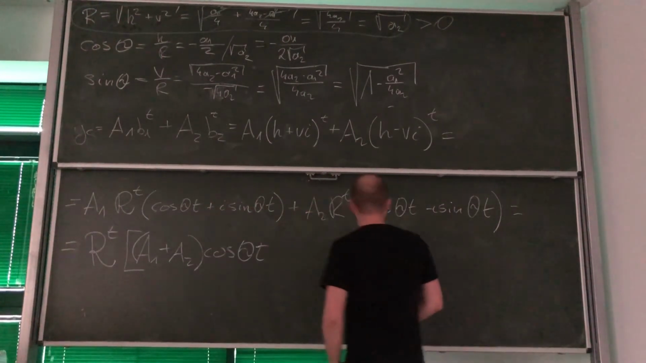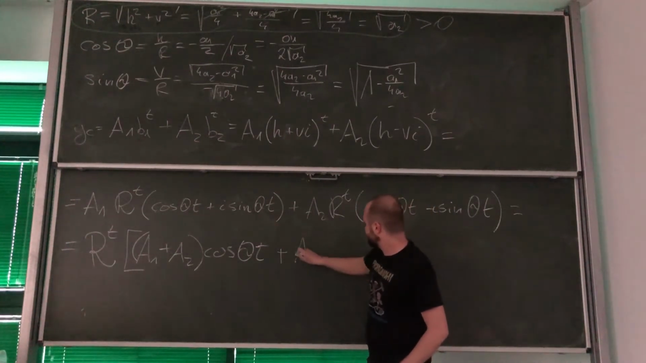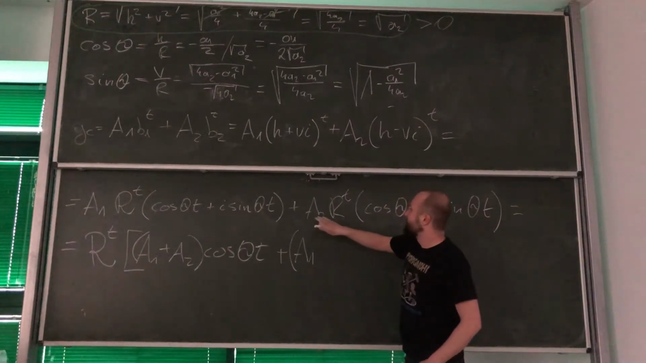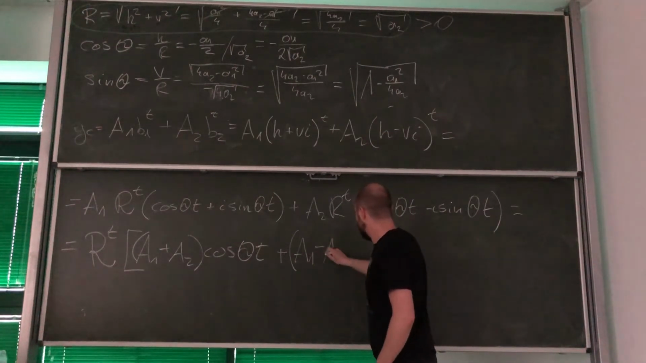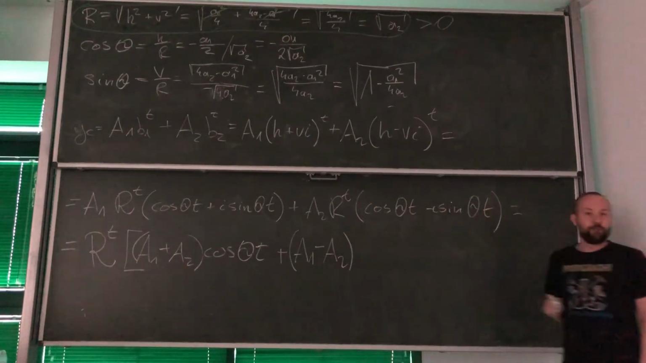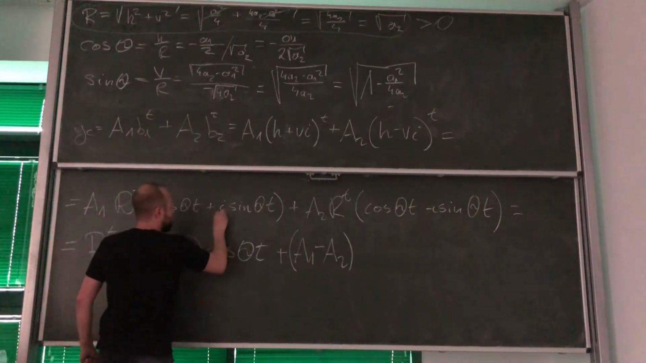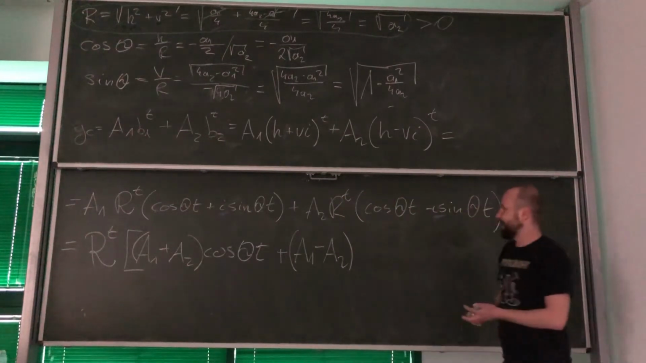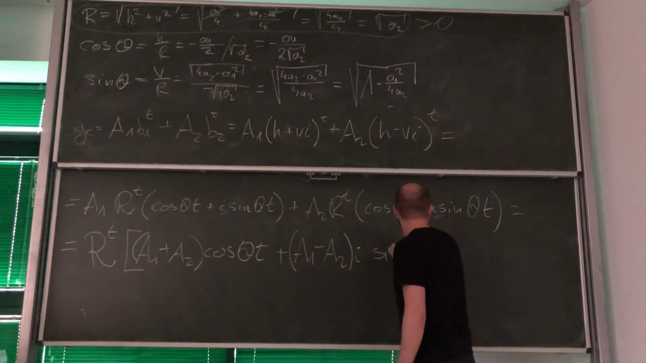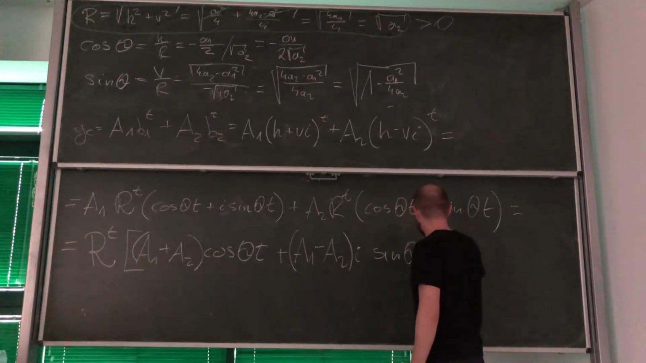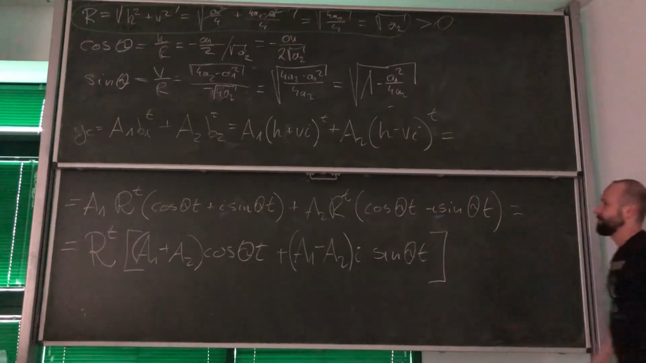Then we add to it a1, this time minus a2, and we are remembering that expressions with sine over here and over here contain I. So we put I over here and write sine theta t. Okay, and we can close the brackets.